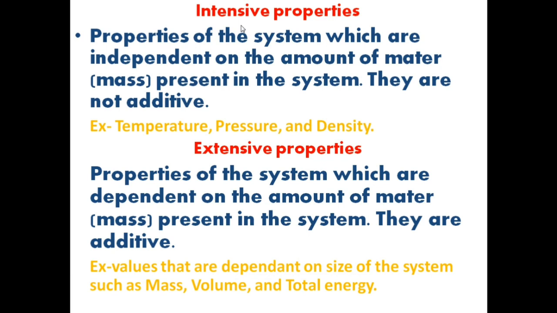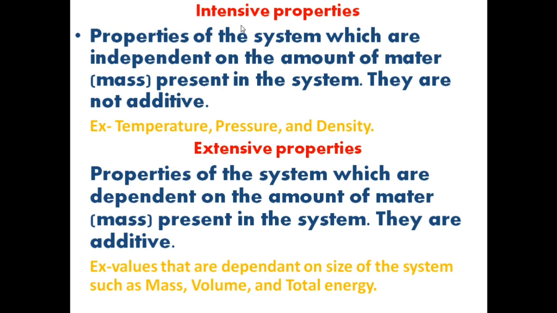Another type of properties are extensive properties. These are the properties of system which depend on the amount of matter present in the system. By just observing the amount of matter which is higher or lower, we can guess the characteristic of that particular system. So these types of properties are known as extensive properties.